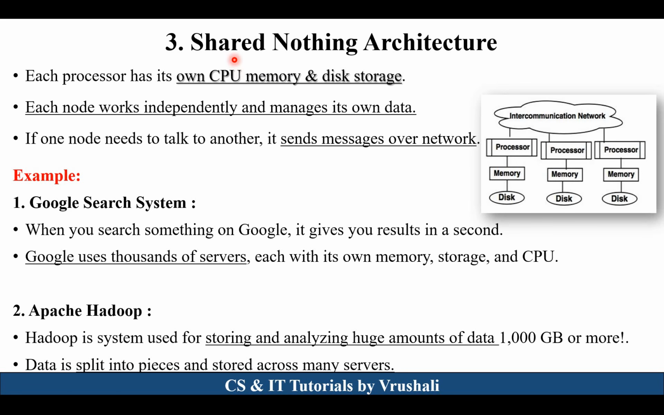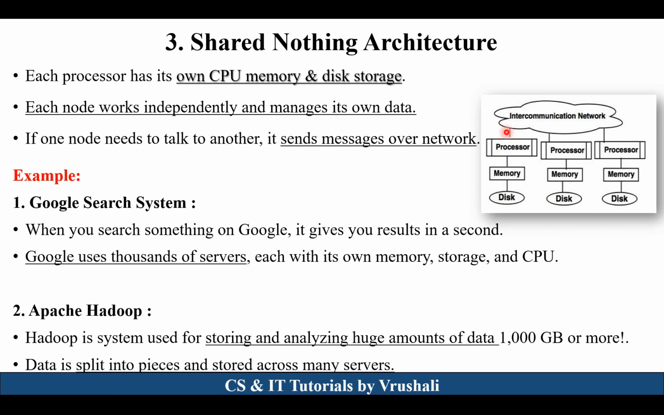Now, the next one is called shared nothing architecture. The name suggests that nothing is shared, meaning every processor has its own memory and own disk. They don't share anything with another processor. This is called shared nothing architecture. Every processor works independently and manages its own data, right?